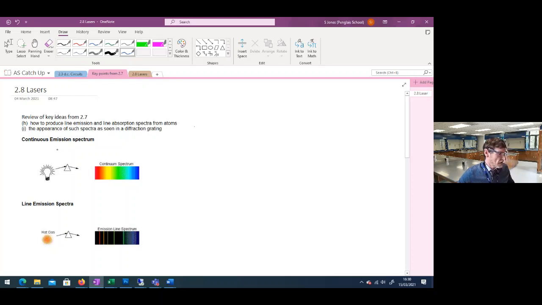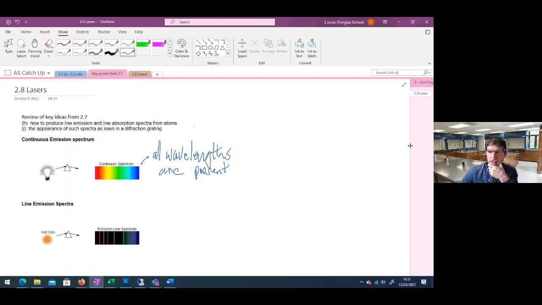Now, a continuous emission spectrum is things like white light from a filament lamp, as we've got here, passed through a prism or diffraction grating, and what we see is, for want of a better word, a rainbow. In physics, we call that a continuous spectrum. All the wavelengths of visible light from red through to violet are present, and that's the key. So it's a continuous spectrum. White light from a filament lamp through a prism gives us the spectrum of colors.